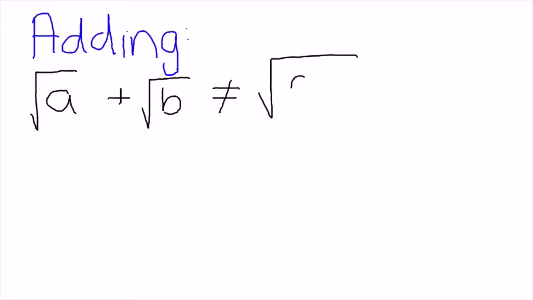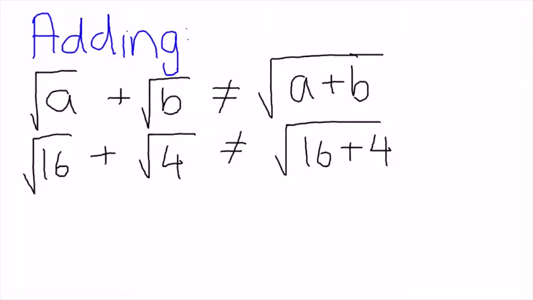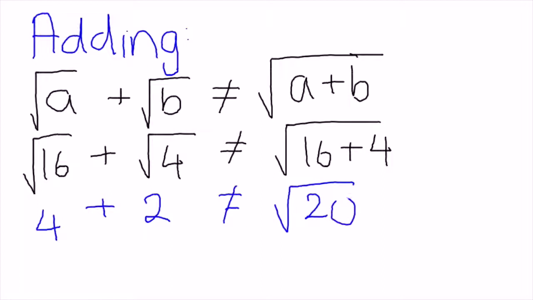Another thing you have to know with surds is that root A plus root B does not equal root A plus B. This can be seen when we are given the example of root 16 plus root 4 is not equal to root 16 plus 4. So if we simplify this expression, we get 4, as root 16 is equal to 4, plus root 4, which is equal to 2, does not equal root 20, as we have added 16 and 4, as 4 plus 2 is equal to 6, and this does not equal 2 root 5.